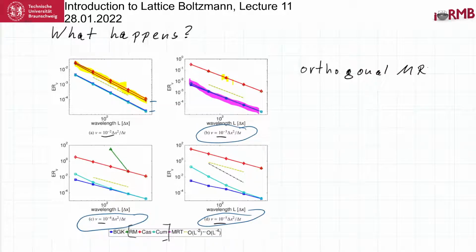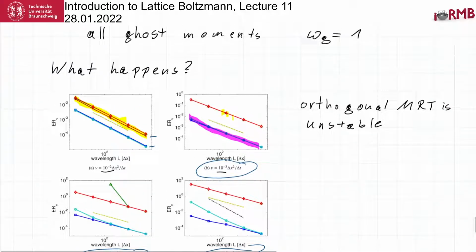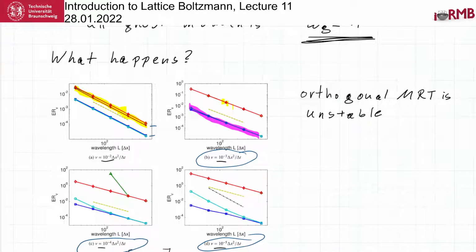The MRT is unstable, even for the cases where BGK was stable. And even though we used additional dissipation, so setting omega g equal to 1 uses additional dissipation. So adding dissipation should actually make things more stable. But in this case, this didn't work.